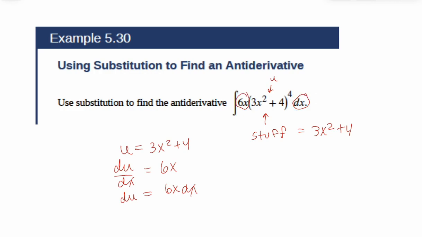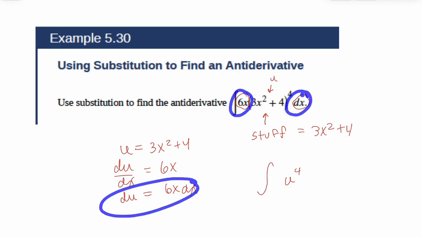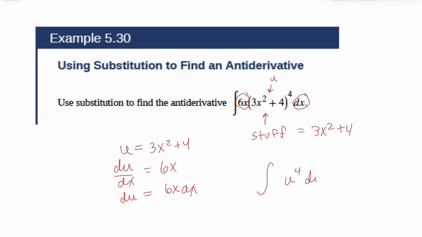So let's do our substitution. So we get a u to the fourth. This stuff is equal to a du, so we stick a du on. Now, at this point, we have identified what the stuff was that was stuck. We made it a u, we made it a du, we've substituted in. So we've done the first 3 steps of the process.